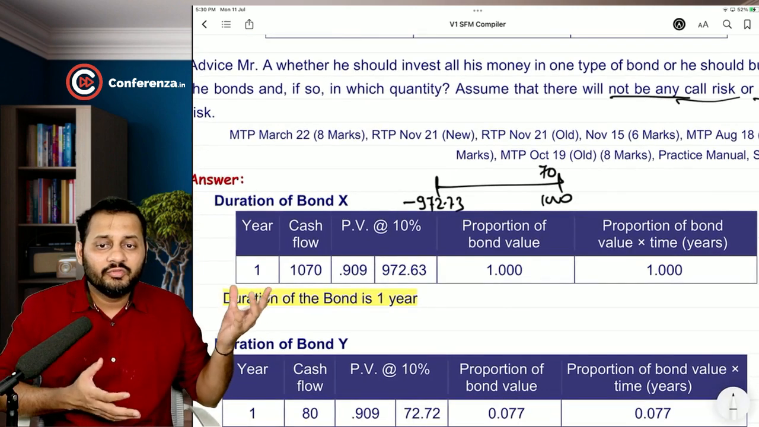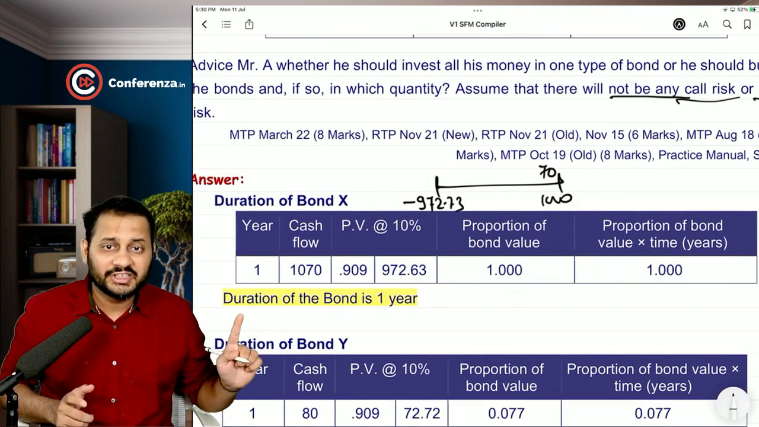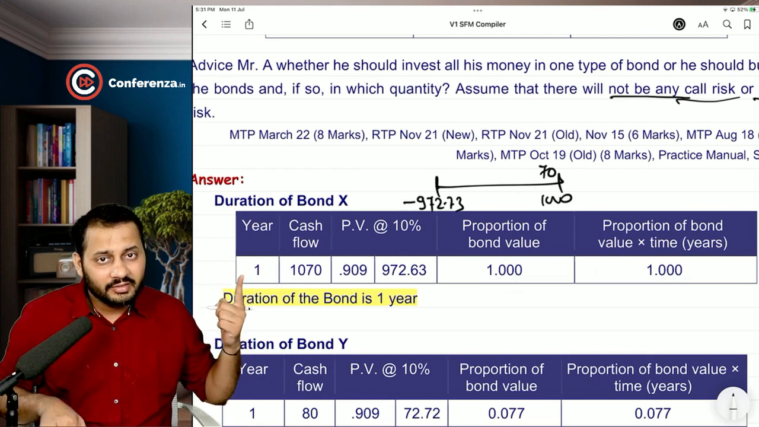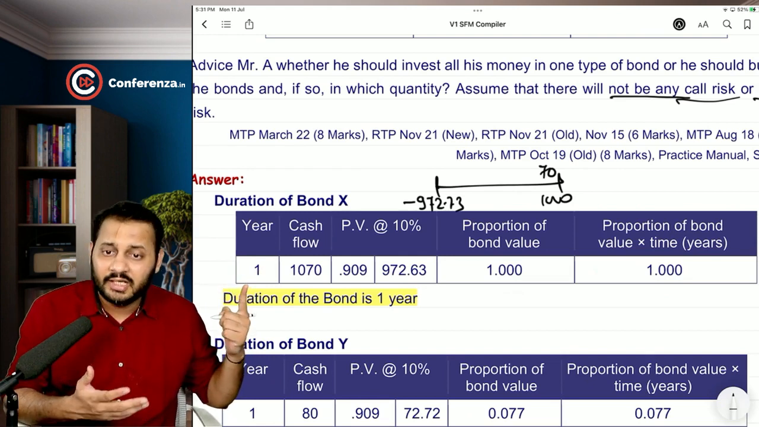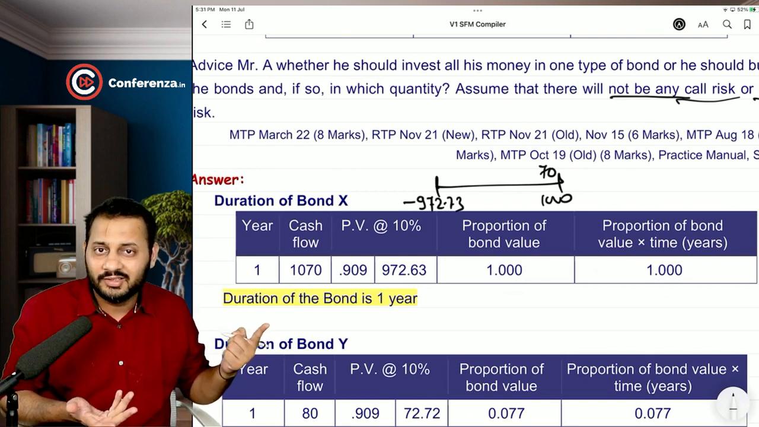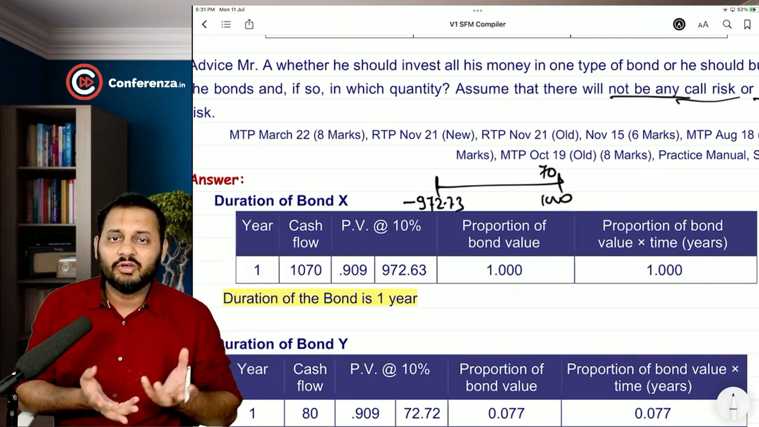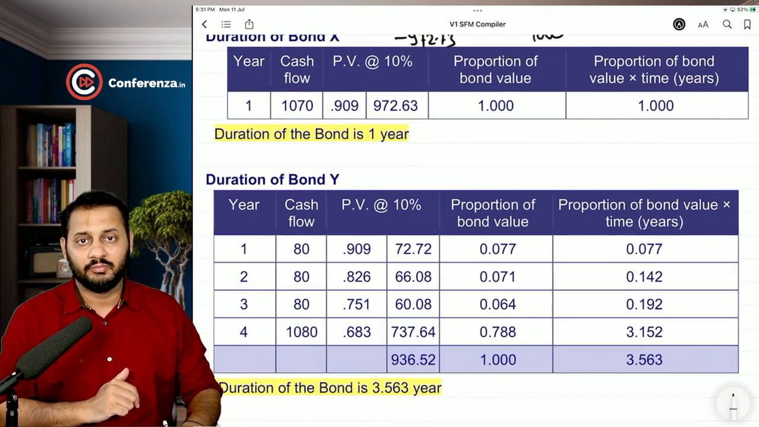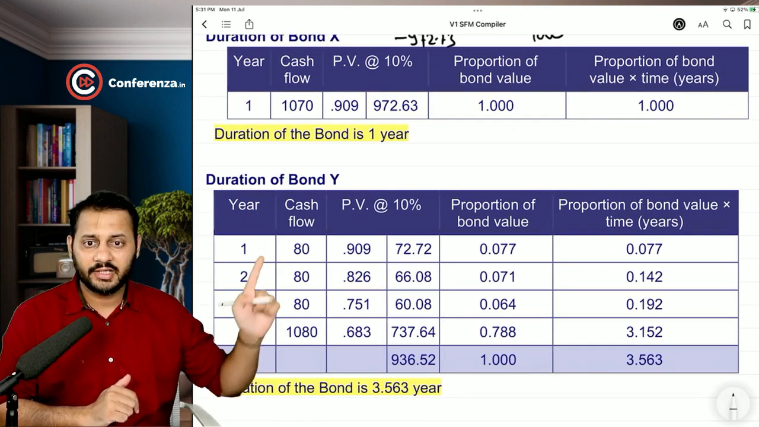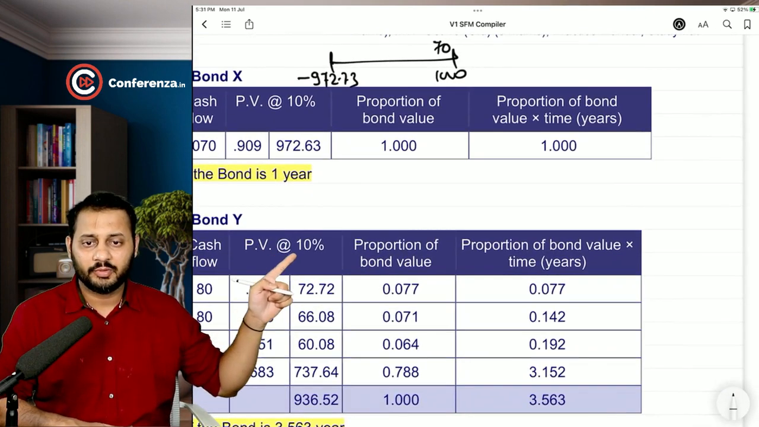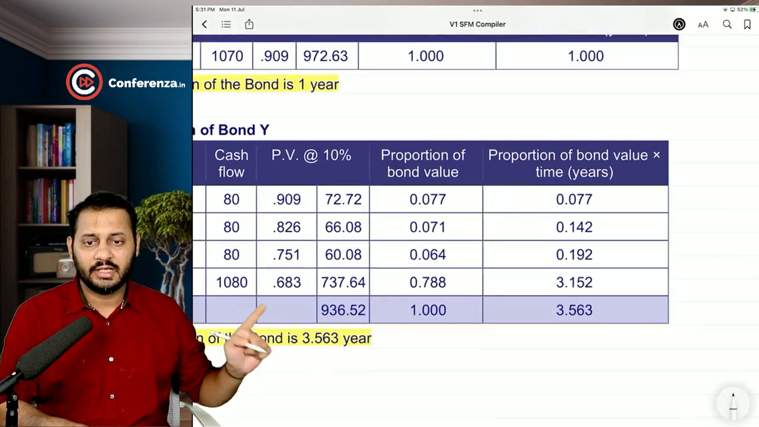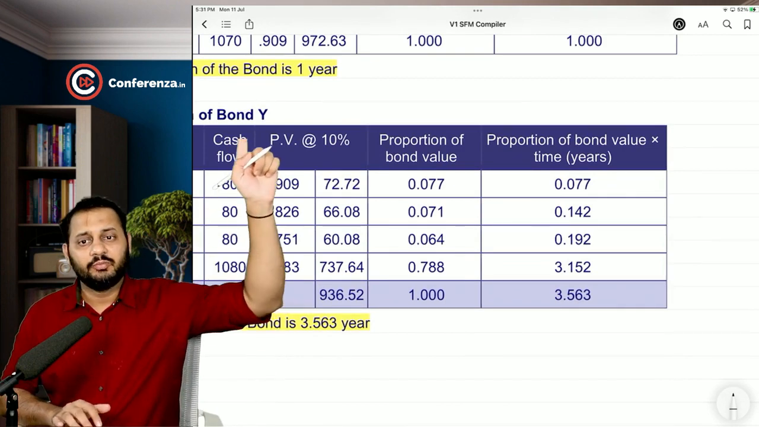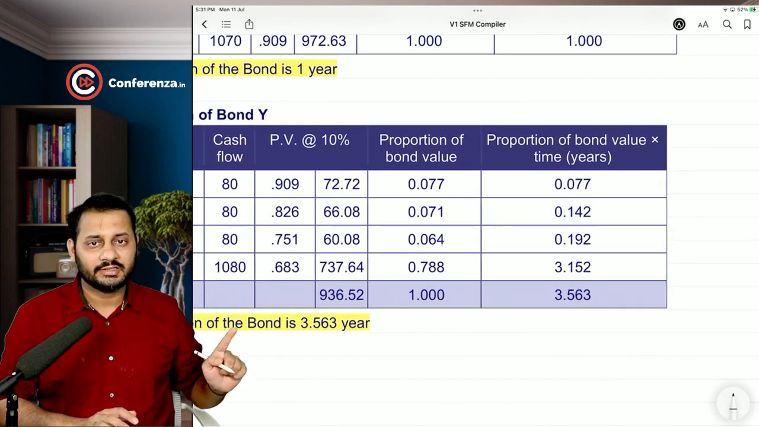So we cannot do a weighted average of the years. Duration is the weighted average of the years. There are no other years, so only 1 year. 1 year consists of 100% weight, and that's why the duration itself is 1. In a 1 year bond, the duration will always be 1. Getting it? Come to the second point. Bond Y, 4 years maturity, the cash flows, present value factor at 10%, proportion into years, and then comes the weighted average duration. So the duration of bond X is 1, duration of bond Y is 3.563.